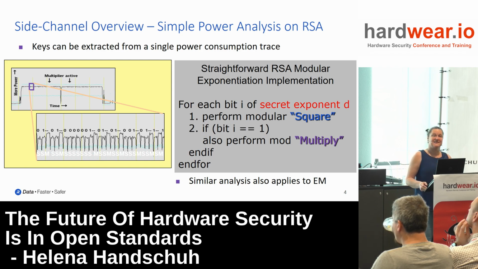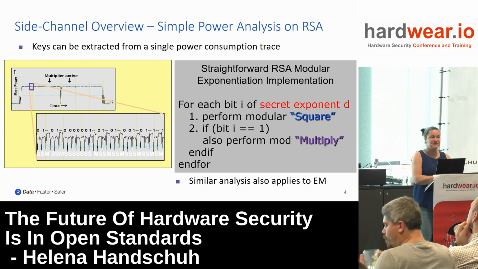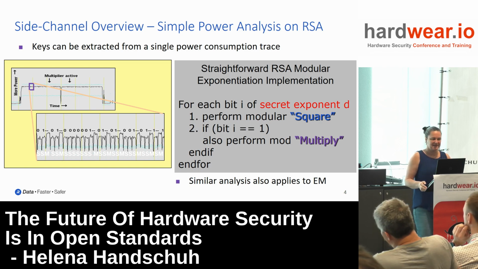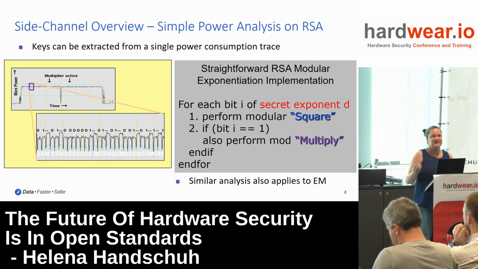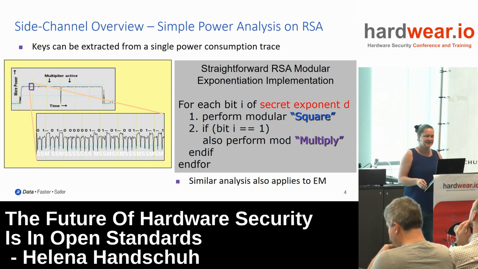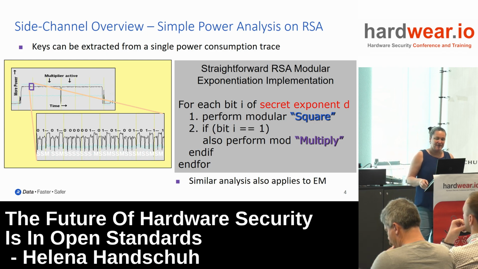So simple power analysis, how does this work? Well, imagine you're doing an RSA computation. RSA typically when you implement it, it will be implemented as a very straightforward exponentiation algorithm. So there's something called a square and multiply algorithm. And since this is a modular exponentiation, you need to know that the secret is the actual exponent, and this exponent has some bits, and you want to find out what these are.